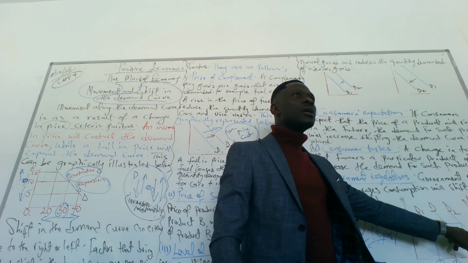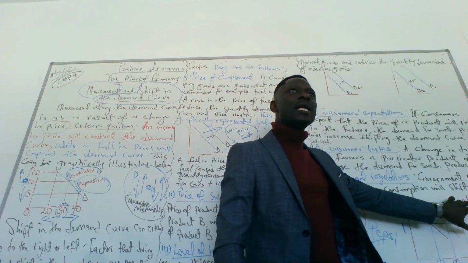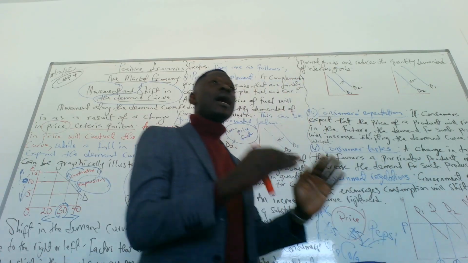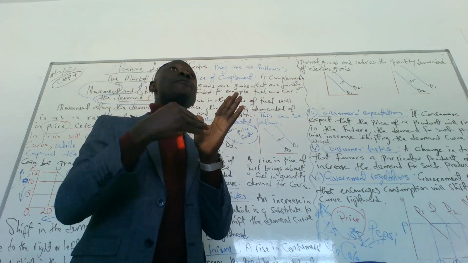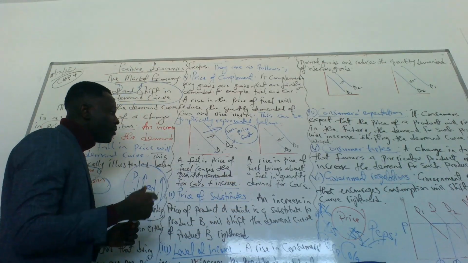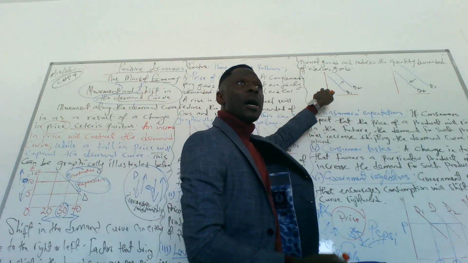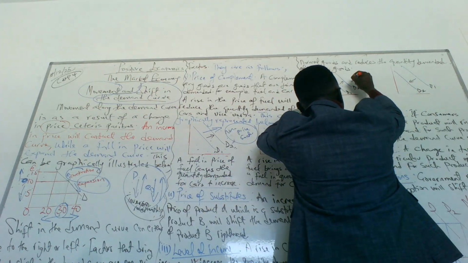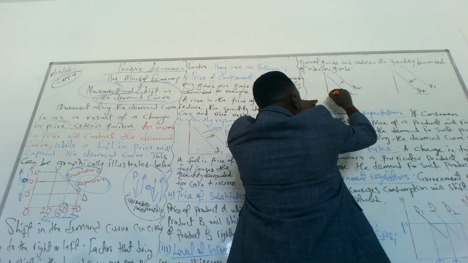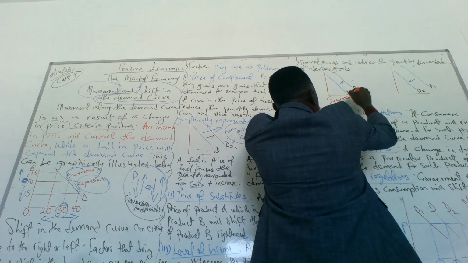Do we get it here or not? Do you understand normal and inferior goods? An increase in your level of income. If your income level increases, the demand for normal goods will what? Would rise. Increase in income.